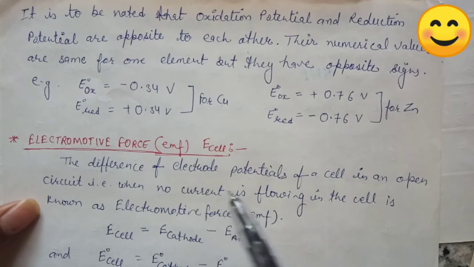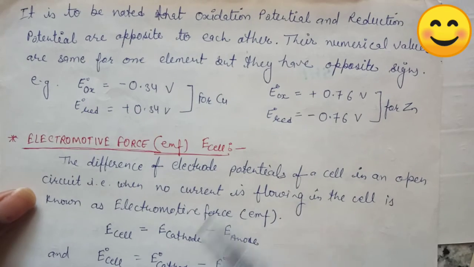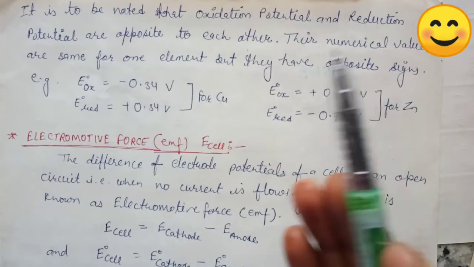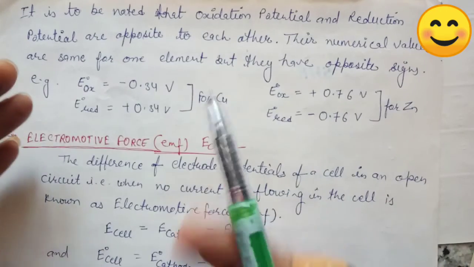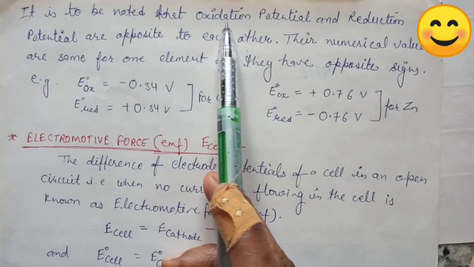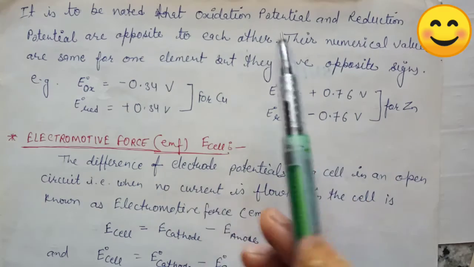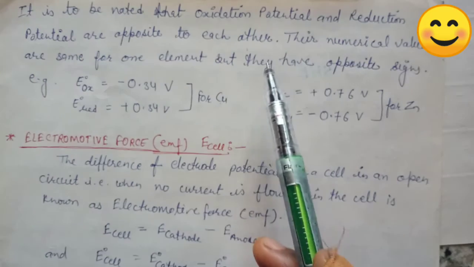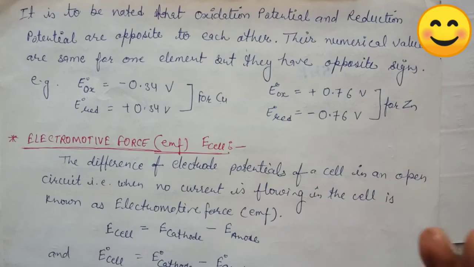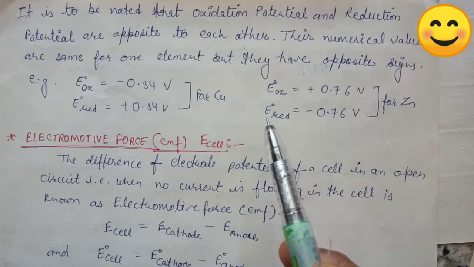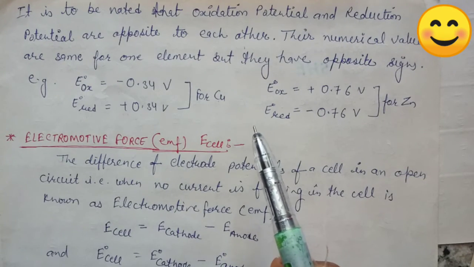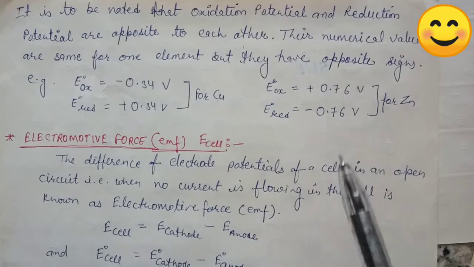Clear? What is the electrode potential and what is the standard electrode potential? Electrode potential is of two types: oxidation potential and reduction potential. Oxidation potential is produced due to the oxidation process, reduction potential is produced due to the reduction process. Their numerical values are the same but signs are opposite. Clear? Generally we take only the reduction potential of the element to calculate things.